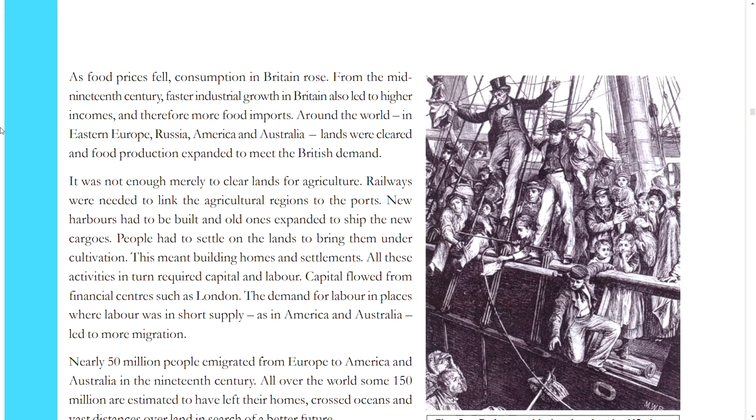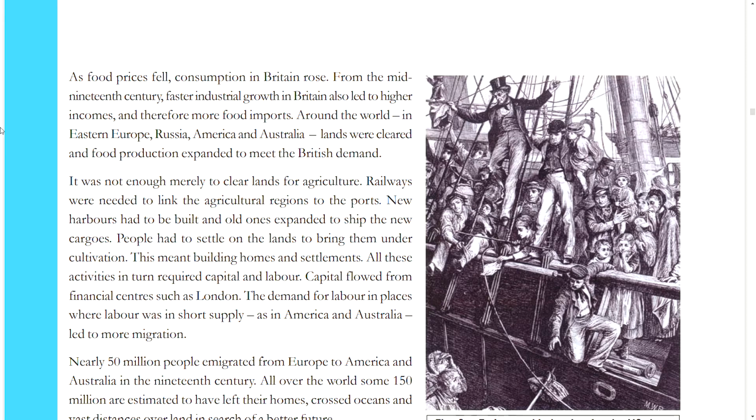It was not enough merely to clear lands for agriculture. Railways were needed to link the agricultural regions to the ports. New harbors had to be built and old ones expanded to ship the new cargoes. People had to settle on the lands to bring them under cultivation. This meant building homes and settlements.